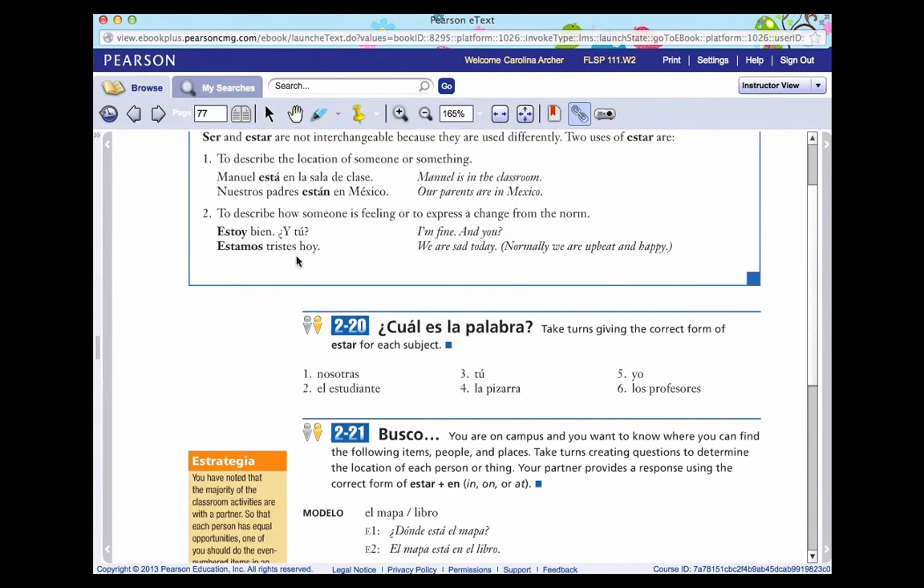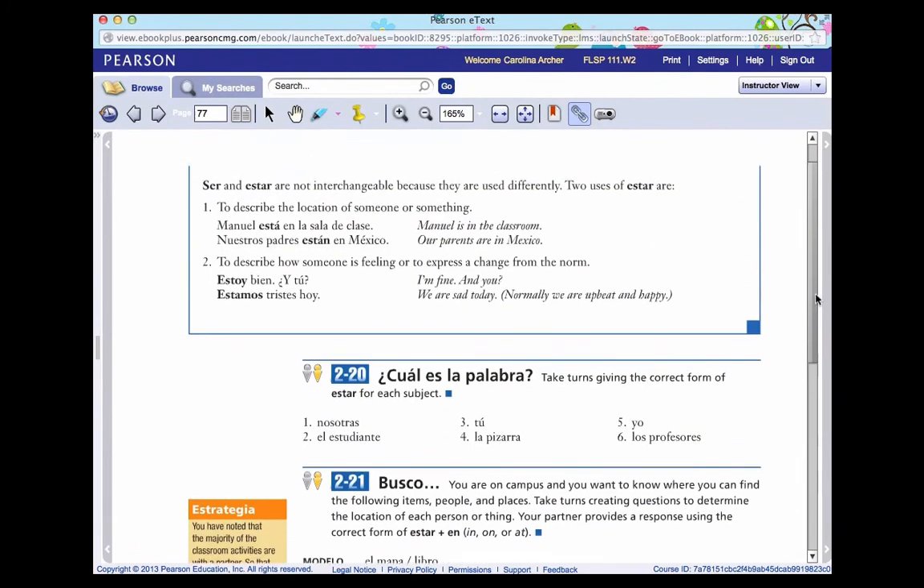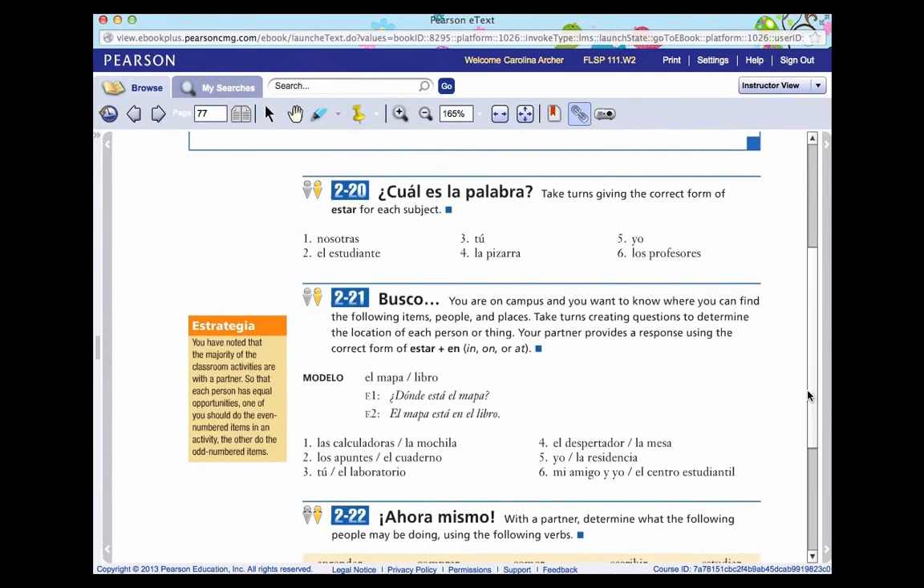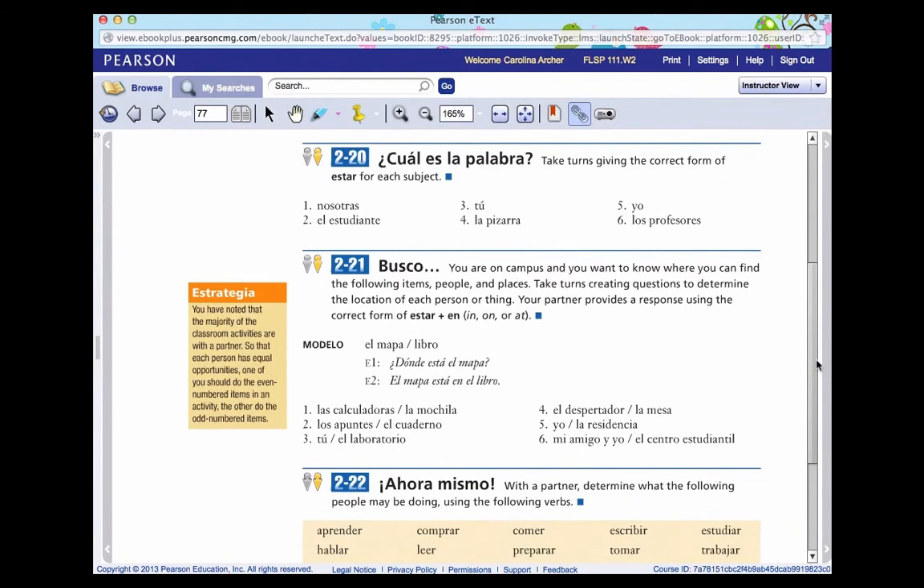Somos tristes, you're saying that we are sad all the time, that is what defines us, that we are sad people. Okay, so that's why we use the verb estar to describe something that can change. It's something that is a change from the norm, something that is not quite as permanent as a physical trait. Okay, very good. So you're going to practice with using the different conjugations of estar, all right?